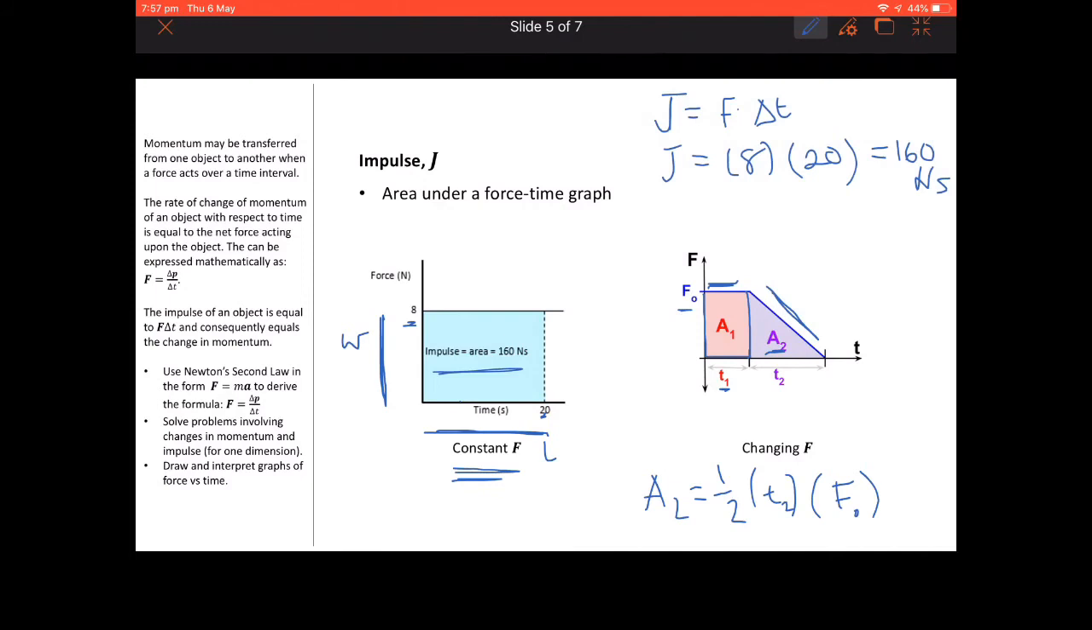Just for completion, I'll do area 1, which would be length by width, which would just be T1 F0. And then, sorry to jump all around this page, I'll just connect it over here. Your impulse, which is the total area underneath the graph, would be equal to A1 plus A2.